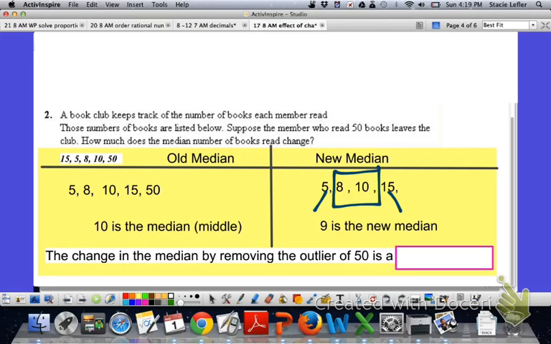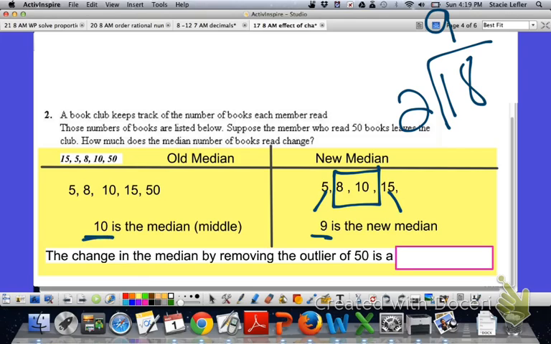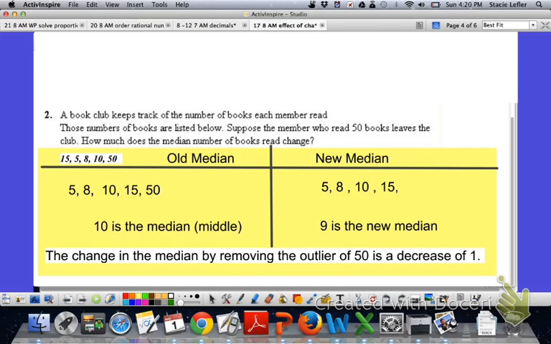And if there's 2 in the middle, you have to average them, which is finding the mean. So you'd say 8 plus 10 is 18, and 18 divided by 2 would be 9. Or you could just say, hey, what falls right in the middle of 8 and 10? And that would be 9. So we're comparing the old median of 10 to the new median. So the change in the median by removing the outlier of 50 would be a decrease of 1.